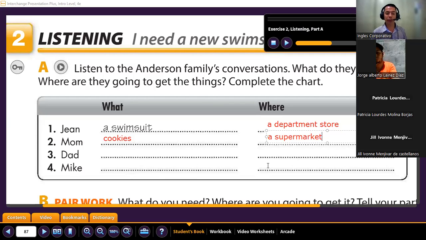Jill, today you have the fan? ¿Hoy tiene el super ventilador siempre, Jill? Yes. Yes, excellent. Pero hoy no está haciendo calor, Jill. Hoy está haciendo frío. Me voy a resfriar. Okay, good. Dad, listen, continue, please.